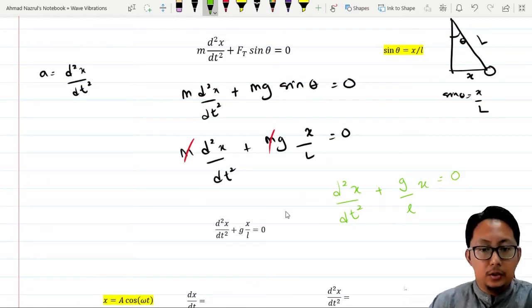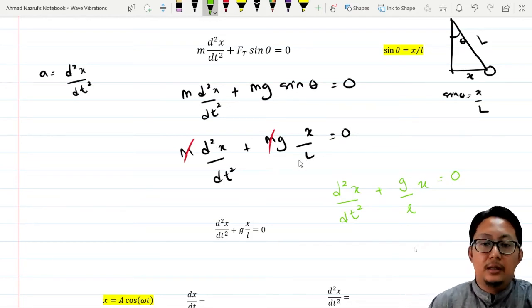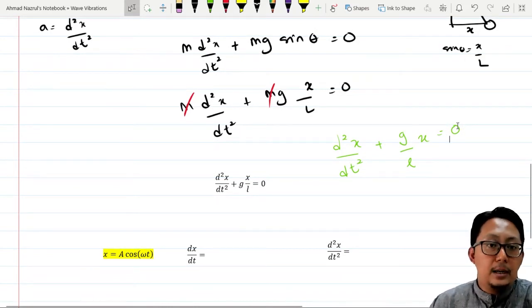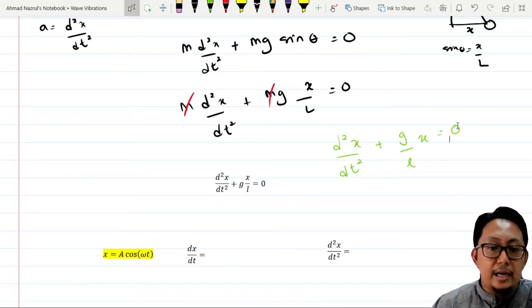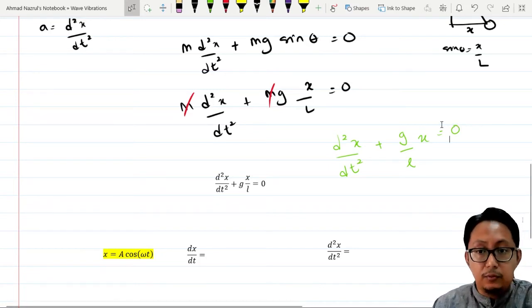Sorry, this one uses the small l, and this one the capital L. This is the same thing. Same with the pendulum as for the mass-spring system, we try to find the value of omega, the frequency, for the pendulum.